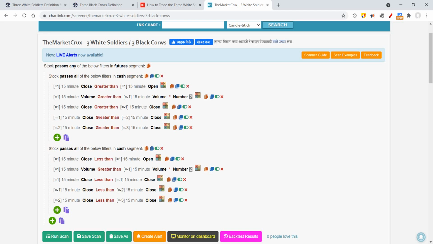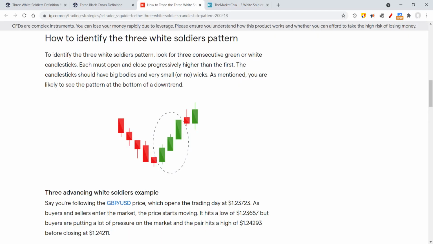Then it actually checks these three candles. The first candle of the day should have a close which is greater than the previous day's closing candle. Similarly, the previous day's last candle should have closed higher than the second last candle. And then we check the third one as well, so three candles in total. Essentially, with this screener we are identifying the three white soldiers pattern. As mentioned over here, you check for three consecutive green candles, each opening and closing progressively higher than the previous one.